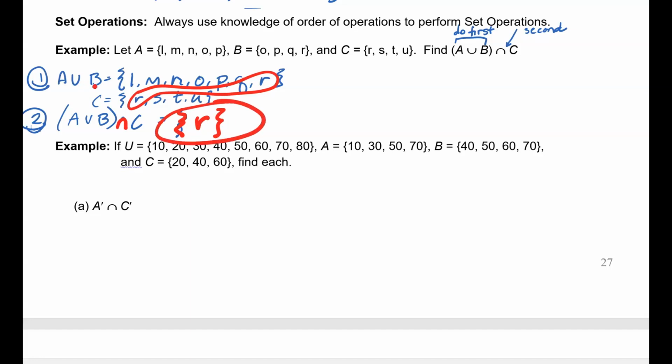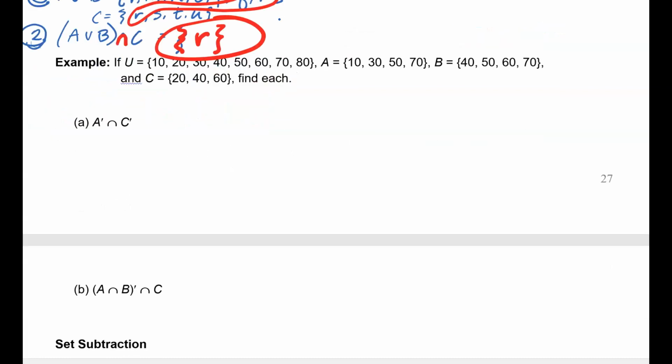So we did A union B, we combined them, and then we intersected that with C, found out what they have in common, and R was the only element. And again, if you do one of these problems and you find that they don't have anything in common, that's okay. You just put the empty set. Okay, so let's go down to the next couple of examples.